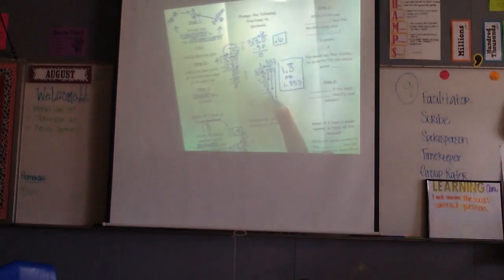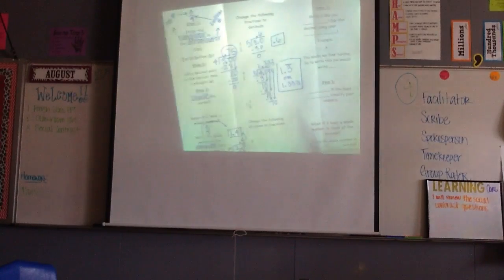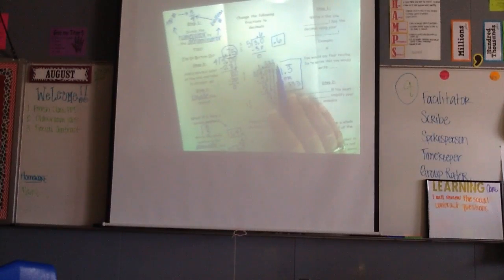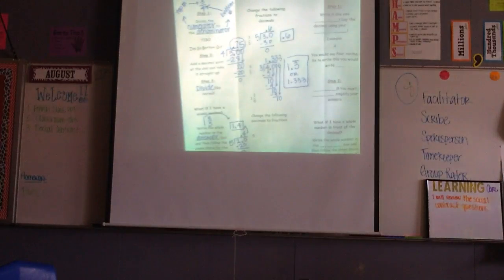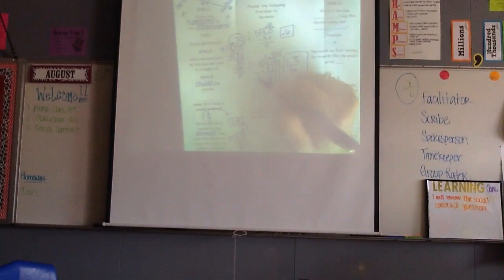Now, normally I tell you if your remainder is not 0, you can't stop. But for the sake of your time, you don't need to go past 3 decimal places. Okay, that's the thousandths place. Tenths, hundredths, thousandths. You don't need to go past that. All right, let's do this last one. Sorry, I write kind of big.